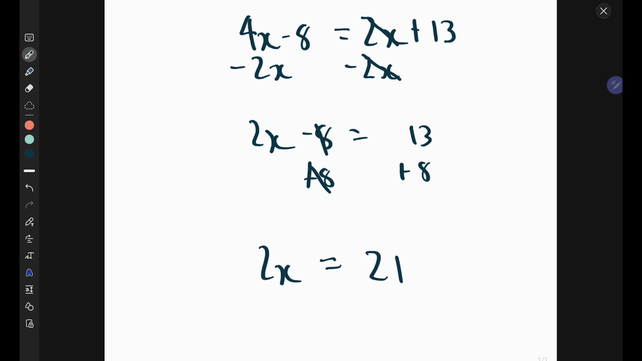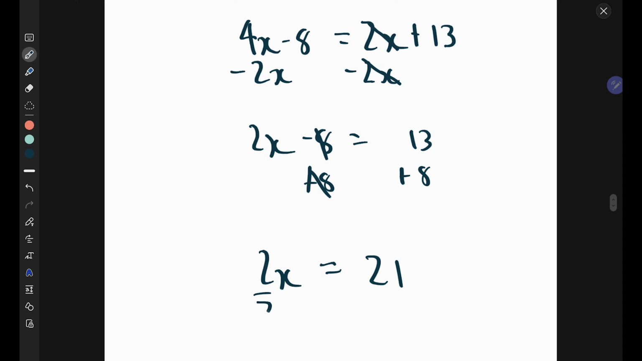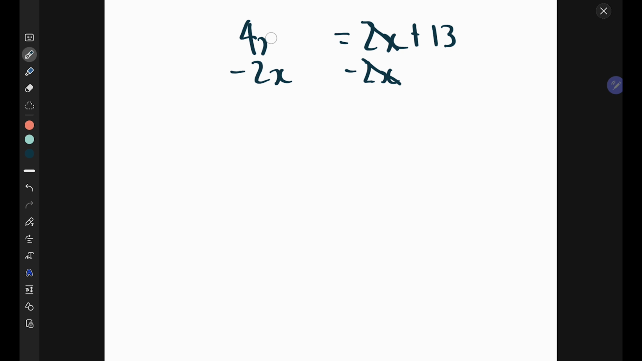And 21 divided by 2 is a bit hard to do, but you can just do it like this. You can use a calculator, or you can do this. So 20 divided by 2 is 10. Let me just write it here. x equals 10. And then 1 divided by 2 is 0.5. So then we have 10.5. So x equals 10.5. Now for the last question.